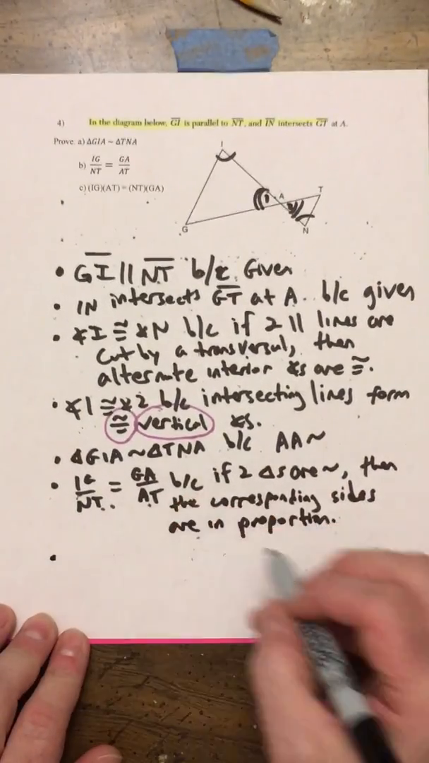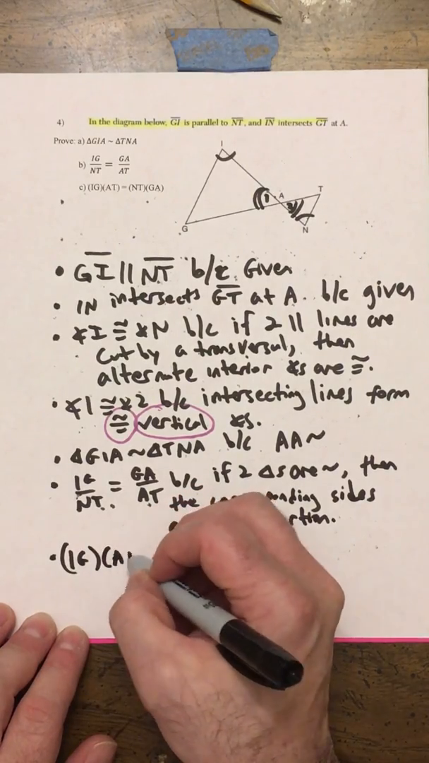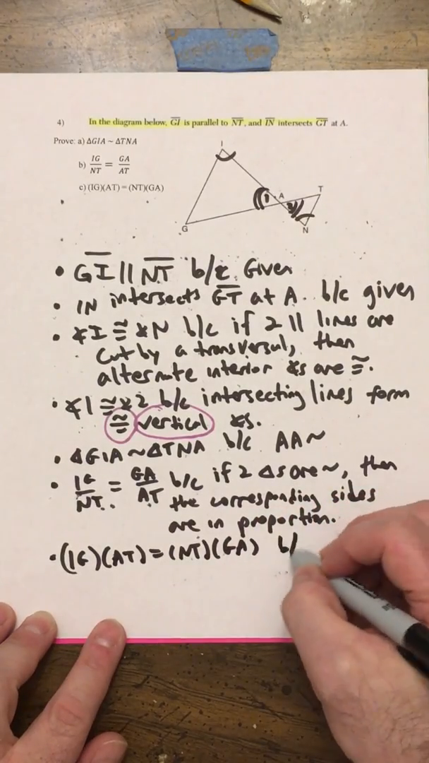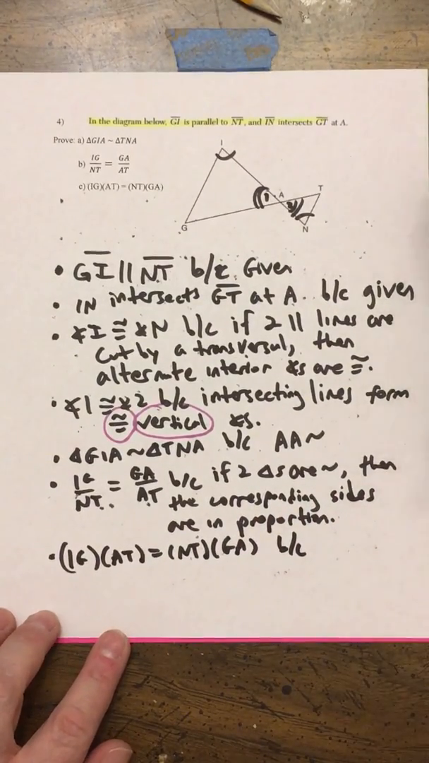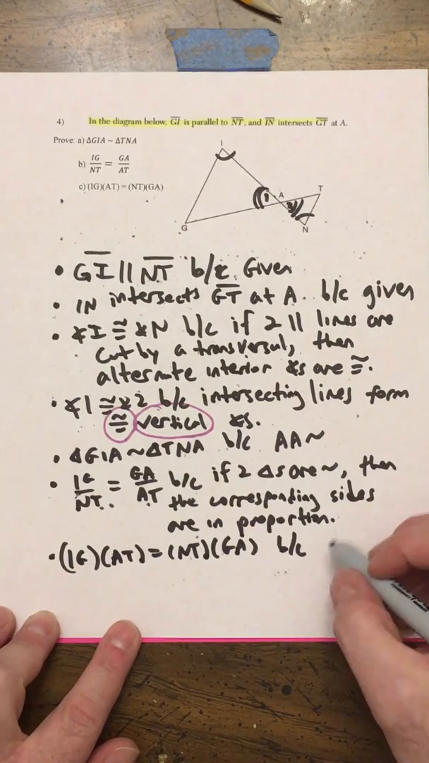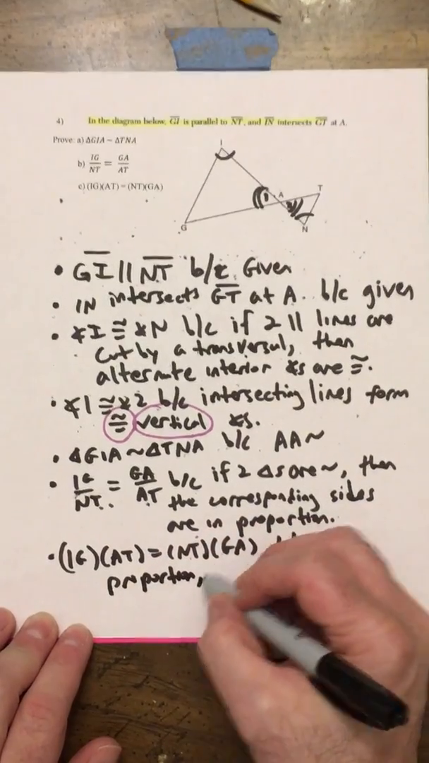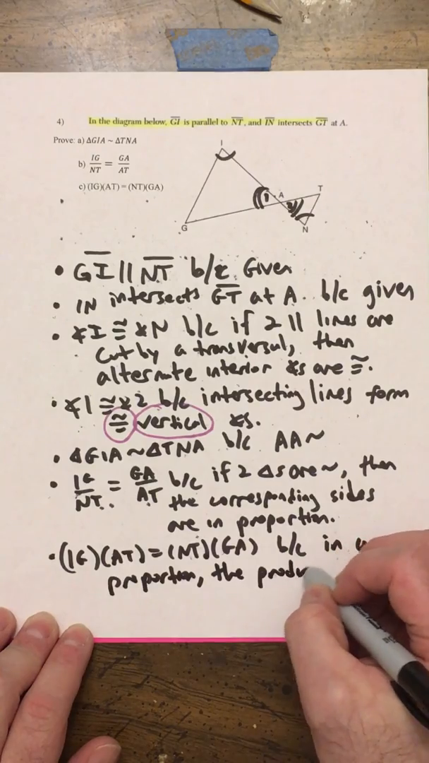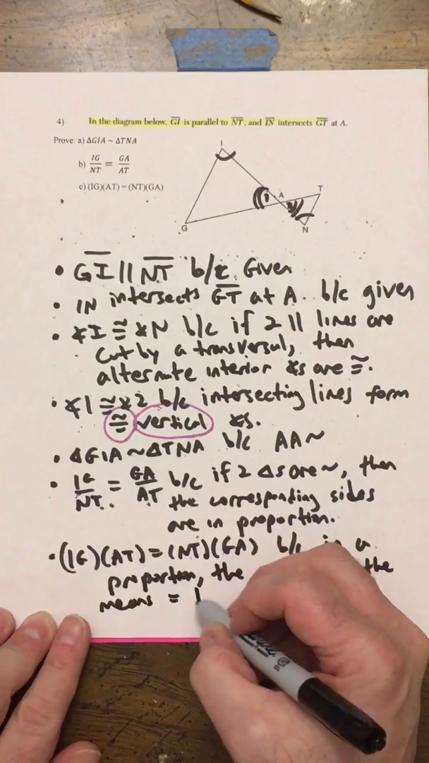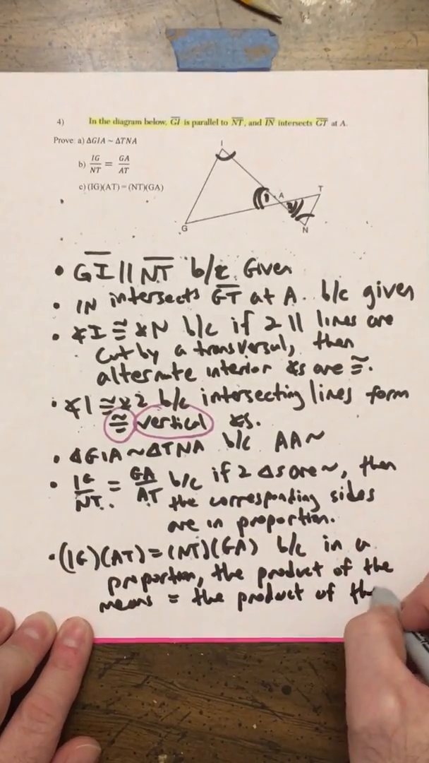And finally, IG times AT is equal to NT times GA. And we know that reason. In a proportion, the product of the means equals the product of the extremes.